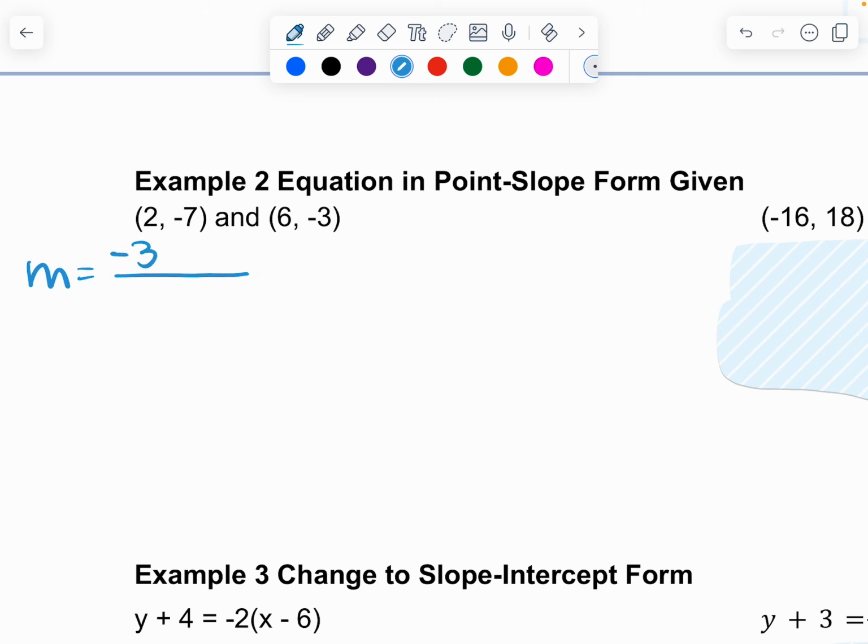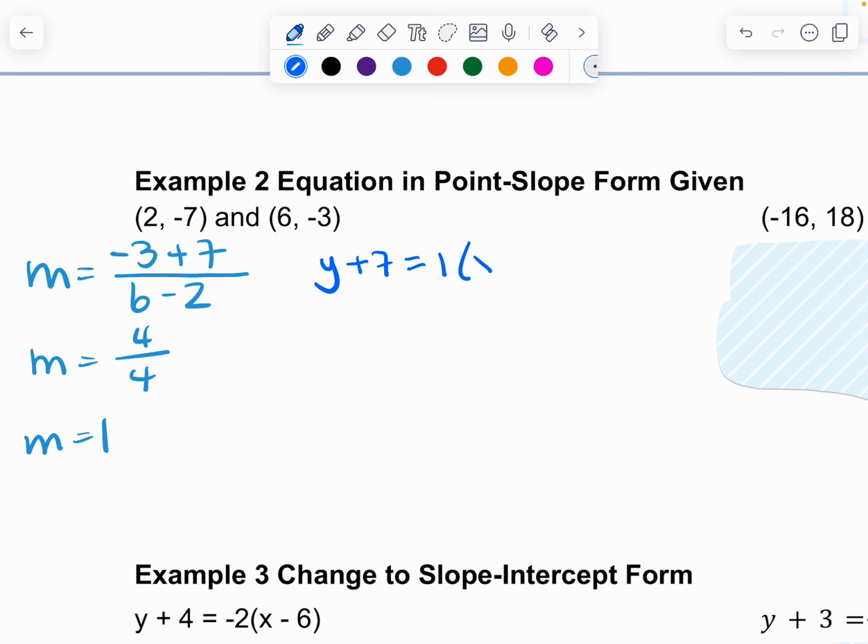So negative 3 minus a negative 7, over 6 minus 2. That will get me 4 over 4. Making sure I'm doing it right. That's a 1. So next, I have to pick one of the 2 points. I'm just going to pick the first one. y minus a negative 7 equals 1 times x minus 2. Now, we don't actually have to write that 1.